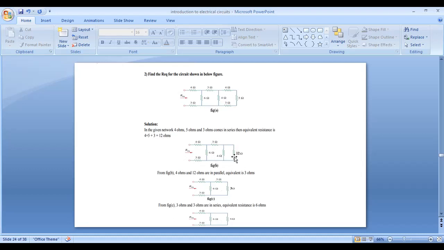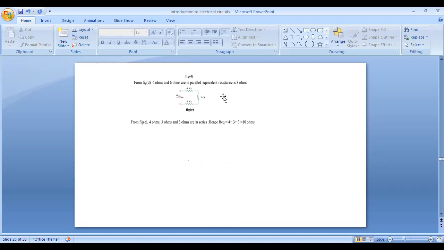In this case, the 12 and 4, these two resistors are in parallel. So here the total resistance is 1 by 4 plus 1 by 12. So that value is 3 ohms. Again, this 3 ohm and these 3 ohm are in series. So directly we can add these two resistors. So 3 plus 3, that is 6. And next the remaining circuit is like this. Here again the 6 ohm and 6 ohm, these two are in parallel. So 1 by 6 plus 1 by 6, that value is 3. Now our circuit becomes like this. Here this 4 ohm, 3 ohm and 3 ohm, these three resistors are in series. So the equivalent is 4 plus 3 plus 3, that is 10 ohms.